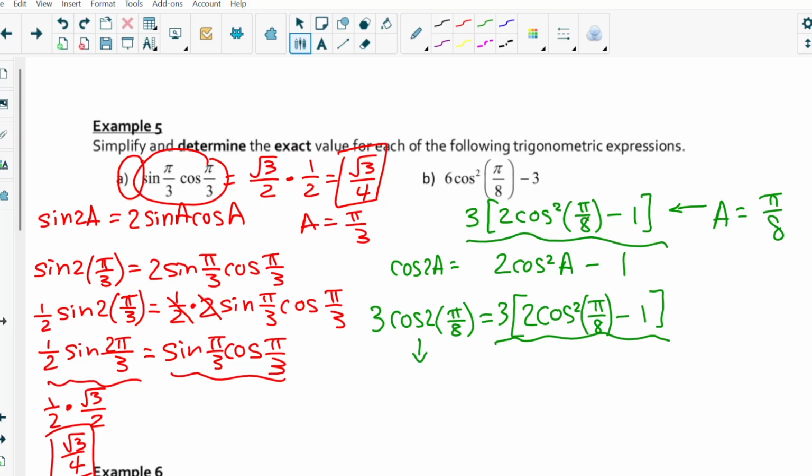So let's focus on the left side here. That's 3 cosine of 2 times pi over 8, which is pi over 4. And then 3 times, what's cosine of pi over 4? Cosine of pi over 4 is square root of 2 over 2. And then that equals 3 square root of 2 over 2.